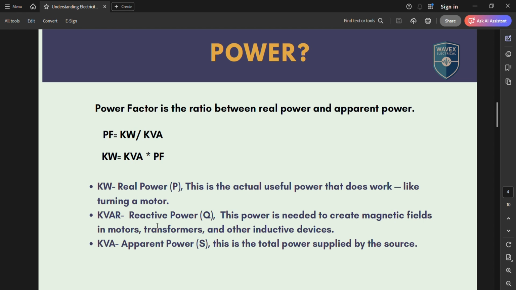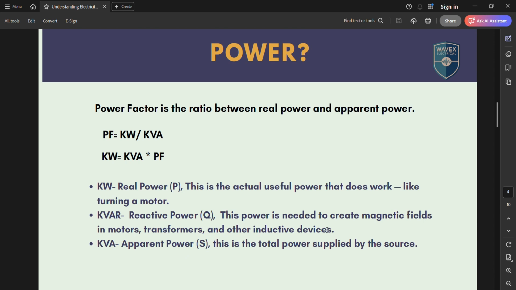This is actually called useless power. We cannot use this power to light a bulb. Okay, then the third one, apparent power, is the total power supplied by the source. So that is the total power available for the project, and that is the total power supplied by the source.